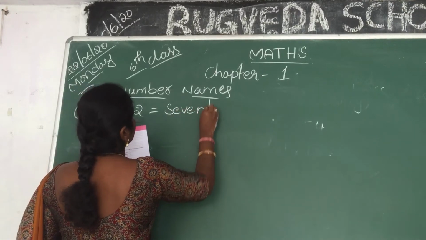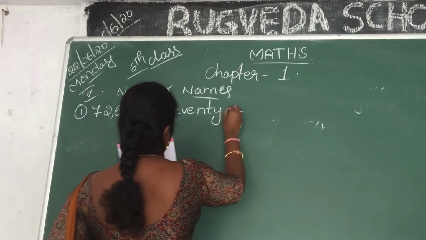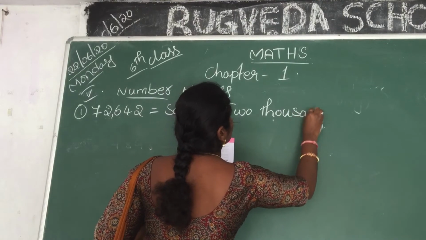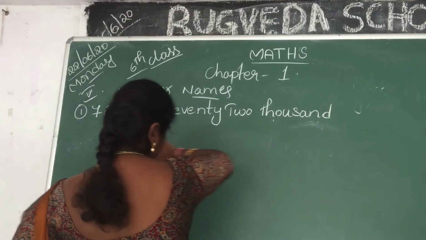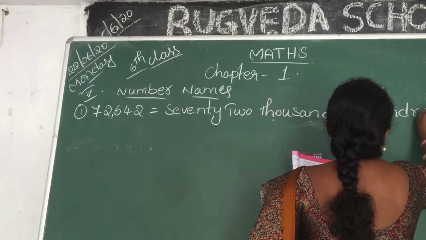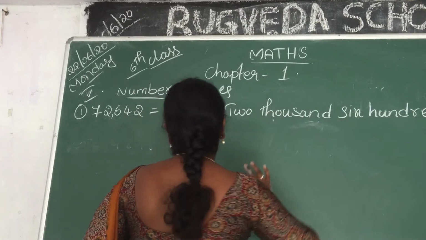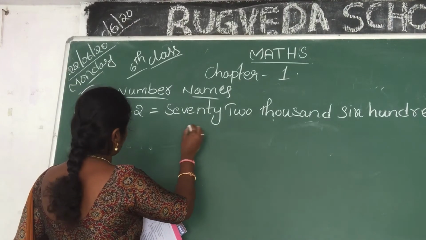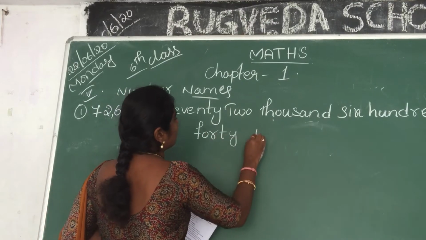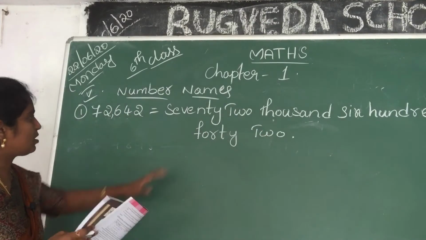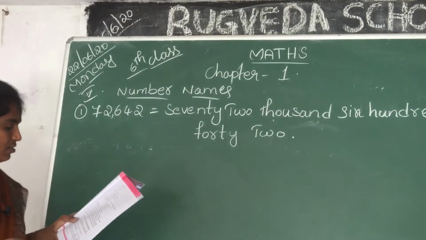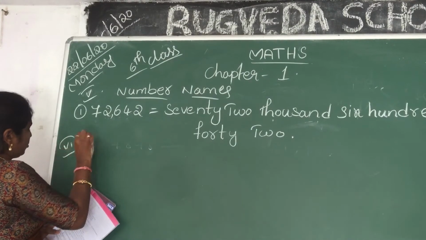72,000. 72,000, hundreds place 600. Thousands place over, hundreds place over. Now tens place. 4 is there, no? 4 tens, 40. 40, ones place 2. Now see, 72,642 is the number name of this number. Next, remaining problems you have to do yourself.